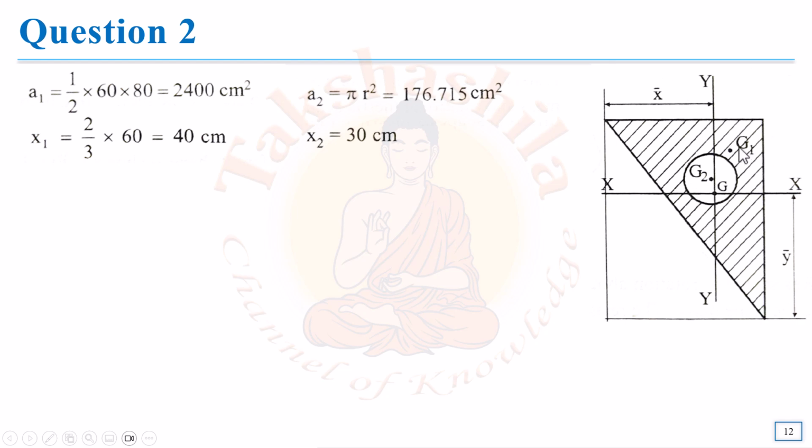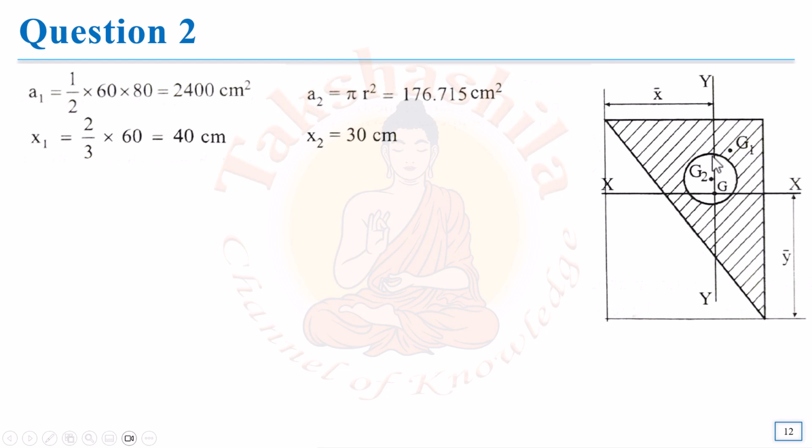will be 1 by 3 times the total base. But here what I need is x1, which is the horizontal distance from my reference y-axis to this point. That means the remaining distance. So how can I calculate that? If this much is 1 by 3 times the base, what will be the remaining value? It will be 2 by 3 times the base. So that is how we are calculating here, 2 by 3 times the base, that is 60 units. So that will come around 40 centimeter. And what about x2?